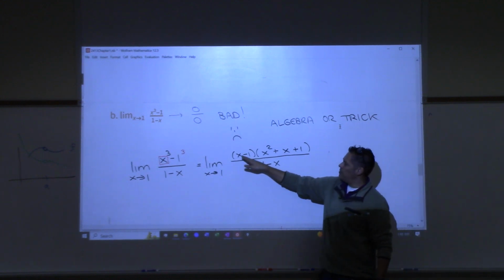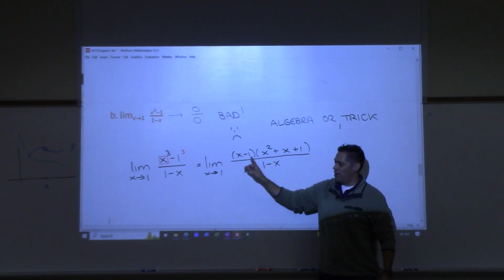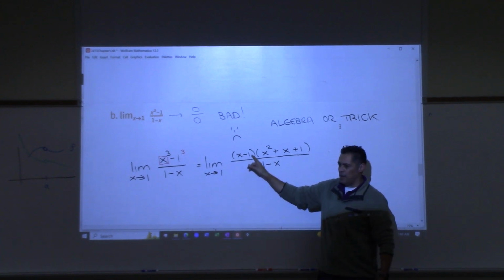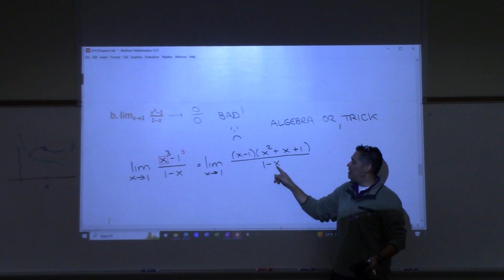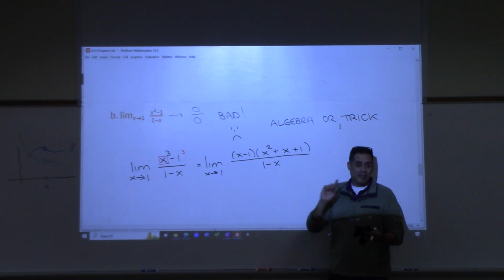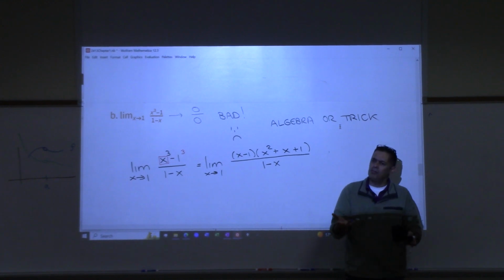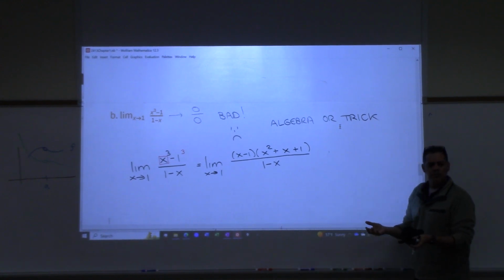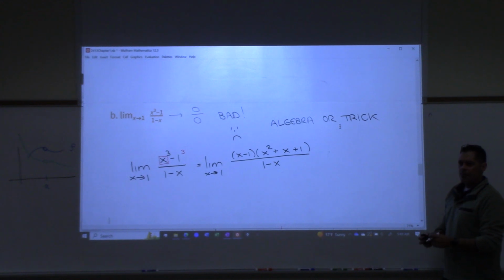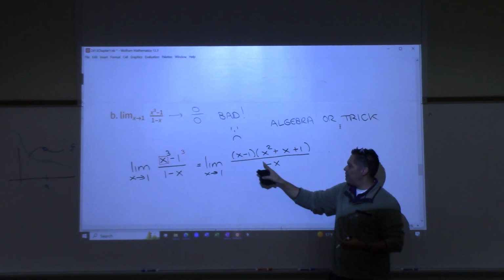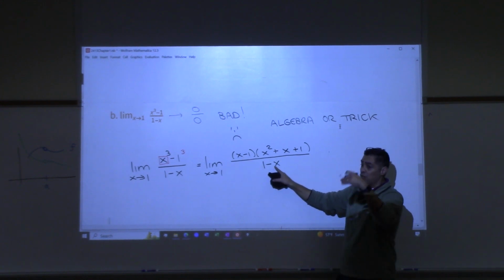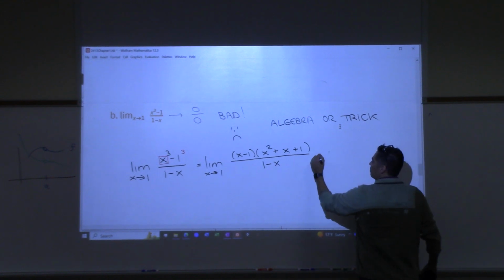Can you cancel these? Not yet, because this is x minus 1, and this is 1 minus x. The difference between these two is that that's a positive x, this is a negative x, that's a negative 1, that's a positive 1. So they're off by a sign, aren't they? So how can you fix that? Multiply a negative through the top. You could multiply the top and bottom by -1. That's one approach. The other approach is to factor a -1 out of either this factor or this factor. I'm going to choose to factor a -1 out of this, but you can do -1 top and bottom. You have the exact same result.